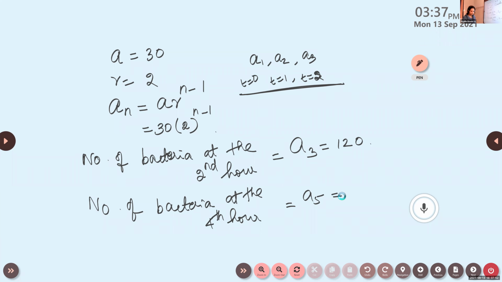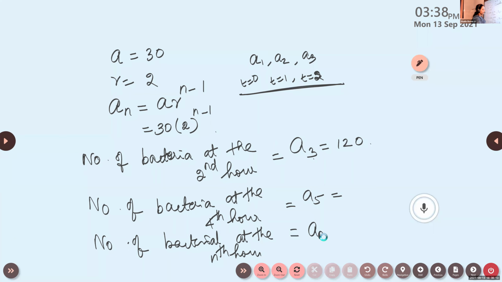And the last part asked is the number of bacteria at the end of nth hour. At the end of second hour it is A3. Third hour means it is A4. So nth hour means it is A(n+1). Calculate this and check your answer.